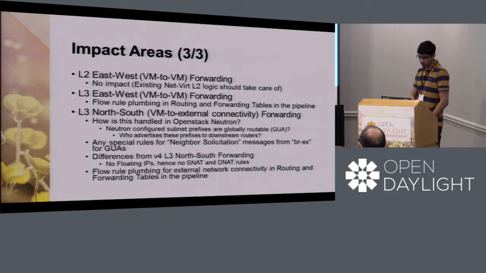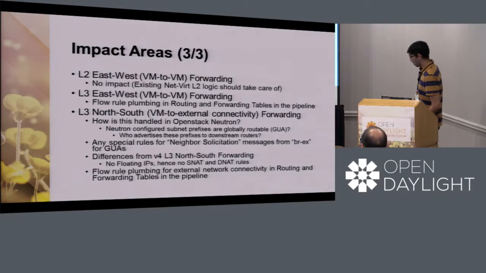Then moving on, functionality wise, for the L2 VM to VM forwarding, we believe that there is not much impact because of V6, and the network's existing L2 logic should take care of this, unless you feel we are missing something here. From the pure L2 side, it should work. And in case of L3 east-west forwarding, the necessary routing and forwarding table flow rules need to be plumbed in the pipeline.